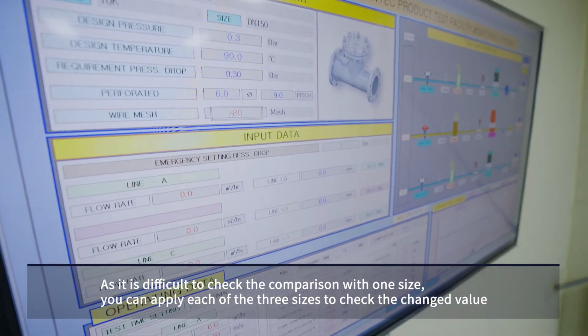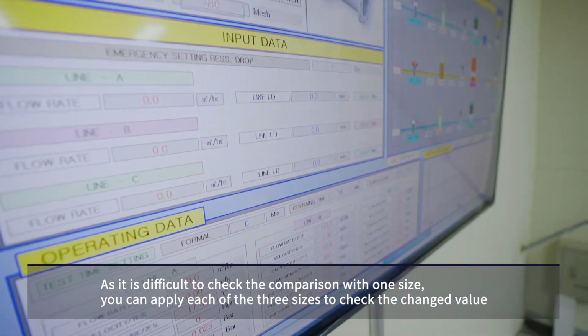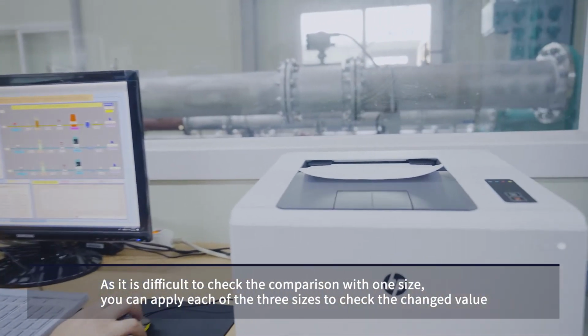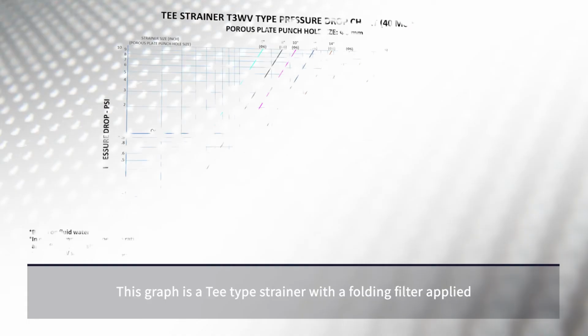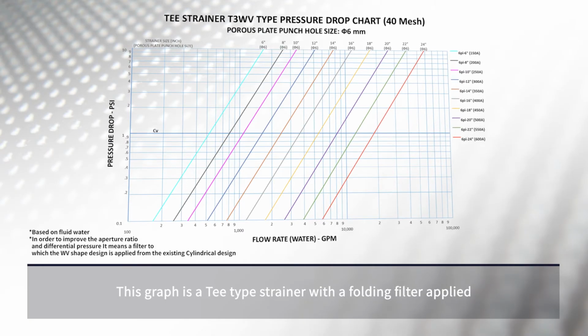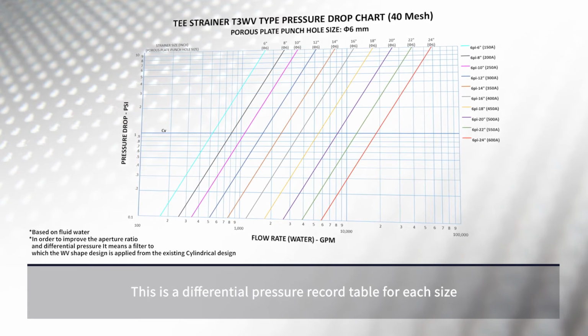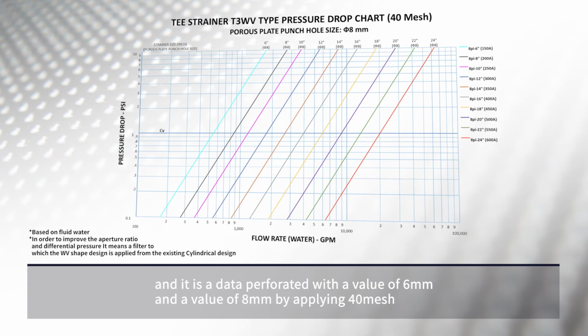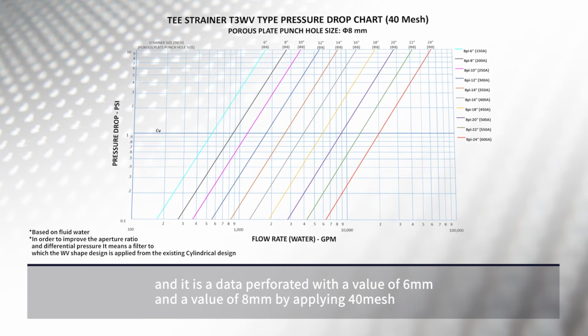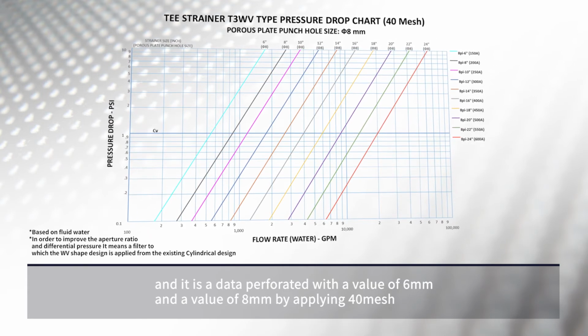As it is difficult to check the comparison with one size, you can apply each of the 3 sizes to check the changed value. This graph is a T-type strainer with a folding filter applied. This is a differential pressure record table for each size, and it is data perforated with a value of 6 mm and a value of 8 mm by applying 40 mesh.